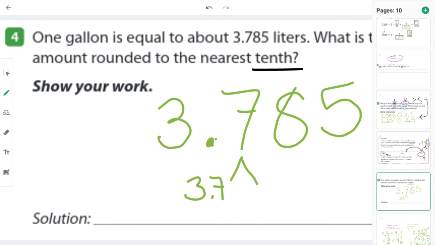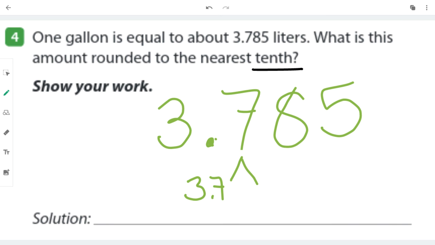This is another rounding question. 1 gallon is equal to about 3 and 785 thousandths liters. What is this amount rounded to the nearest tenth? That is a really important word, so I'm going to put a box around it. The nearest tenth.